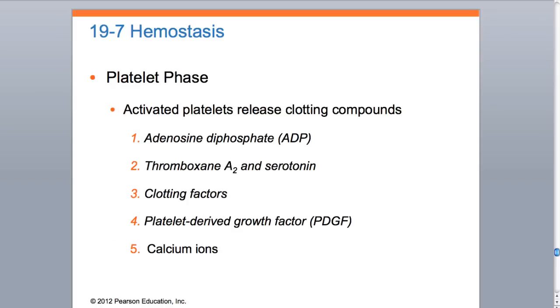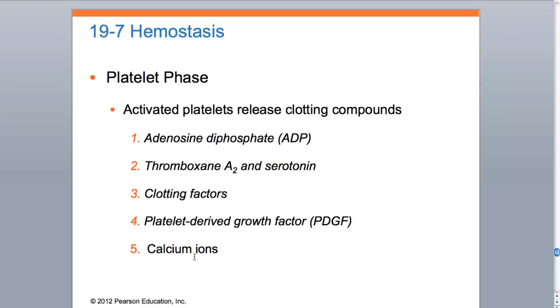Now, a moment ago, I told you that chemicals are needed in this platelet aggregation. This list is a list of chemicals that play a role in that platelet aggregation process, where it tells other platelets, you need to stick to me, you need to stick to me, and that's how it works. Now, the ones that are more important to me are item number 2, thromboxane A2, and number 4, platelet-derived growth factor. Those are the two very important ones. So thromboxane A2 and platelet-derived growth factor.